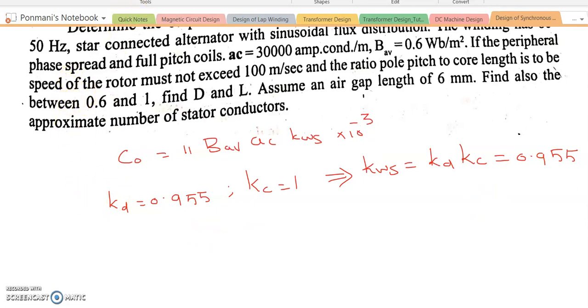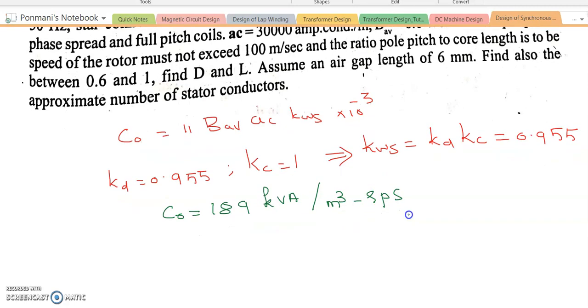So first we will be calculating C naught. On substituting B average AC and Kw as 0.955, we will get a value of C naught as 189. The unit of C naught is kVA per meter cube RPS.